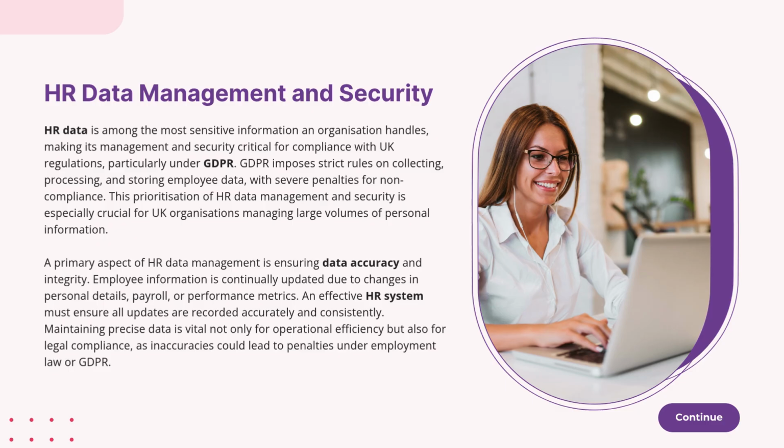A primary aspect of HR data management is ensuring data accuracy and integrity. Employee information is continually updated due to changes in personal details, payroll, or performance metrics. An effective HR system must ensure all updates are recorded accurately and consistently. Maintaining precise data is vital not only for operational efficiency, but also for legal compliance, as inaccuracies could lead to penalties under employment law or GDPR.